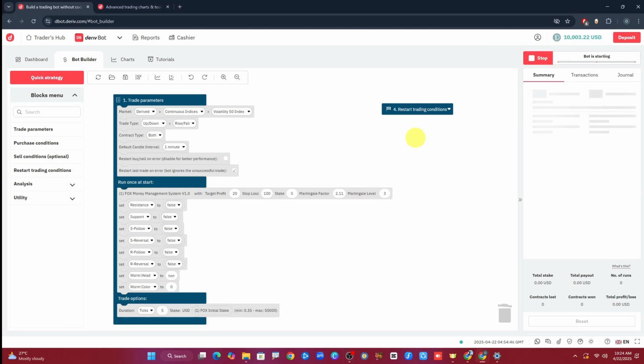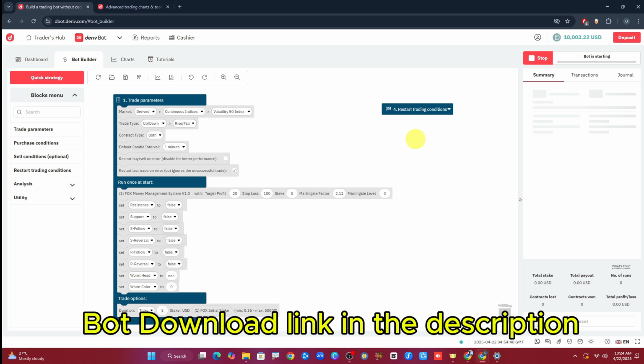Are you tired of blindly entering trades without knowing where the market might reverse or break out? What if you had a trading bot that actually understands how the market behaves around real support and resistance zones, just like a professional trader would? That's exactly what the support and resistance Deriv bot is designed to do.